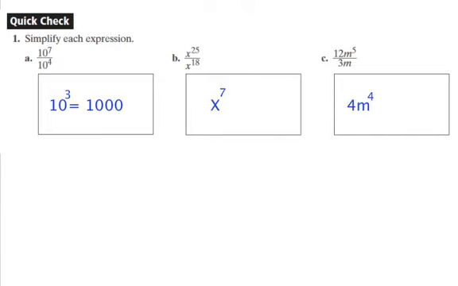12m to the 5th divided by 3m. Well, 12 divided by 3 is 4, and m to the 5th divided by m is m to the 4th.